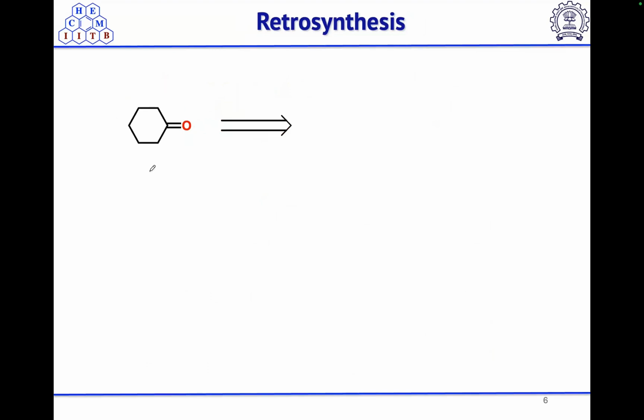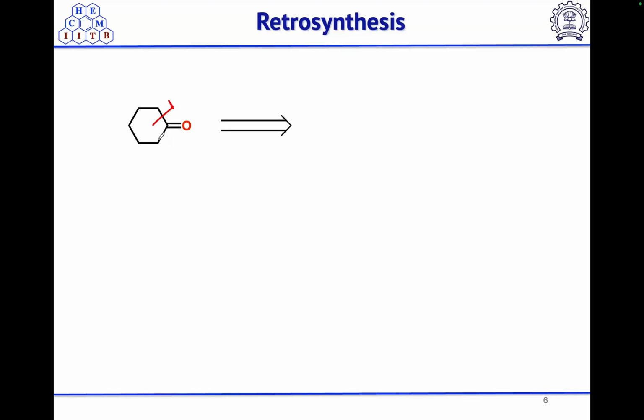So this is a simple molecule. This is cyclohexanone, a six-membered cyclic ketone. How can you plan the synthesis for this molecule? Here the functional group is this carbonyl group, CO. So how can you think of a retrosynthetic C-C disconnection? You can think about this C-C disconnection.